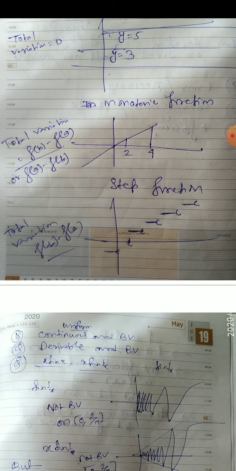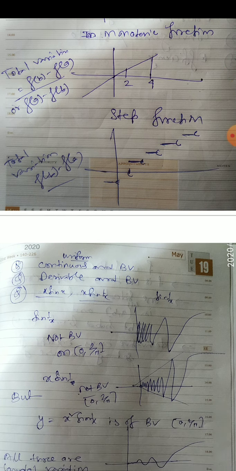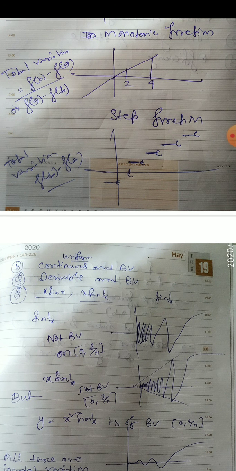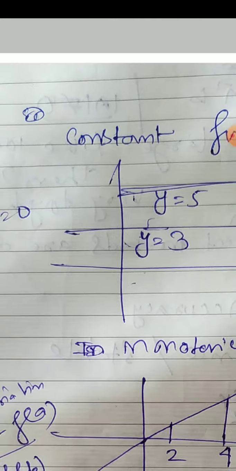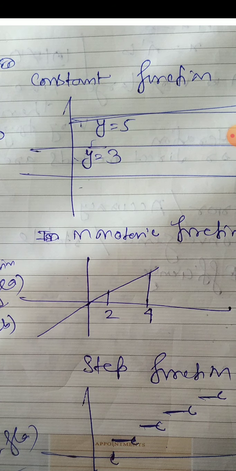Now on a certain interval, if the sum of the variations is finite, then the function is said to have a bounded variation on that interval. It is not a property that you can say holds throughout any interval; for a specific interval you can say it. For example, if you consider a constant function, its variation is 0, and that's why it has a total variation of 0.